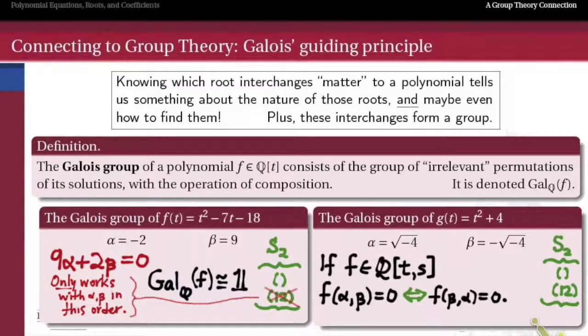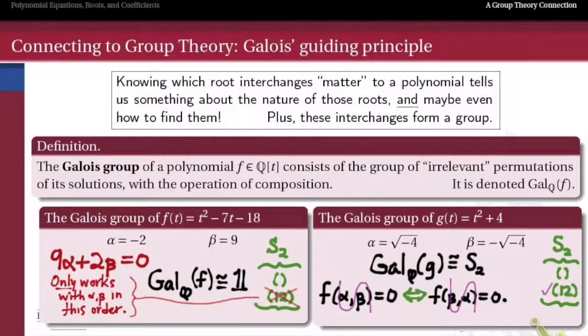And so both the identity permutation and the transposition of alpha and beta will leave these equations invariant. So we say that the Galois group has both of those elements in it. So both the identity and the transposition permutation. So the Galois group of this polynomial G is isomorphic to S2, the symmetric group on two symbols, which incidentally is the same thing as Z mod 2 up to isomorphism. So the Galois group here is detecting a difference, an important difference between the solutions of these two polynomial equations.